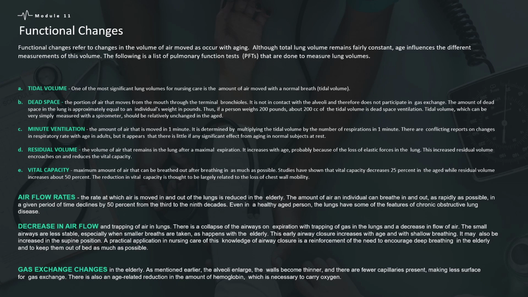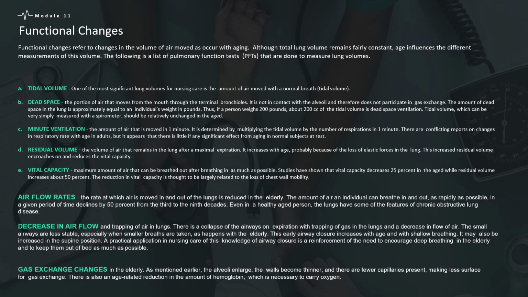Residual volume is the volume of air that remains in the lung after maximal expiration. It increases with age, probably because of the loss of elastic forces in the lungs. This increased residual volume encroaches on and reduces vital capacity. Vital capacity is the maximum amount of air that can be breathed out after breathing in as much as possible. Studies have shown that vital capacity decreases 25% in the aged, while residual volume increases about 50%. The reduction in vital capacity is thought to be largely related to the loss of chest wall mobility.